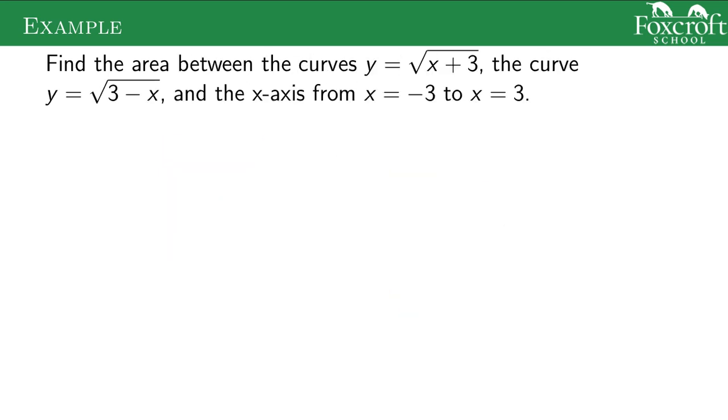Find the area between the curves y equals the square root of x plus 3 and the curve y equals the square root of 3 minus x. So we graph these. These are in their original y equals form.